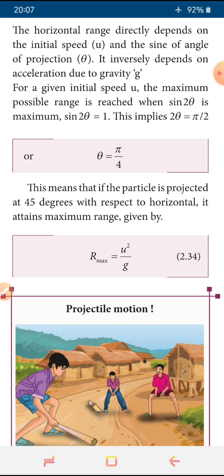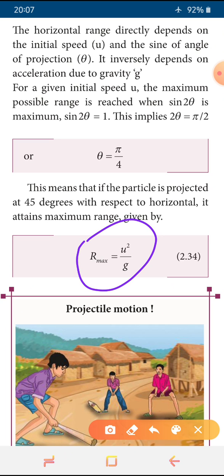Okay, and for the given initial velocity u, the maximum possible range it reaches is when sin 2 theta is maximum, that is when it is equal to 1. And this implies the angle 2 theta should be equal to pi by 2. Then the angle is equal to pi by 4. So if the projectile is launched at 45 degrees with respect to horizontal, it reaches the maximum range. It is given here with the formula r maximum is equal to u square divided by g, from equation 2.33, because sin 2 theta becomes 1.